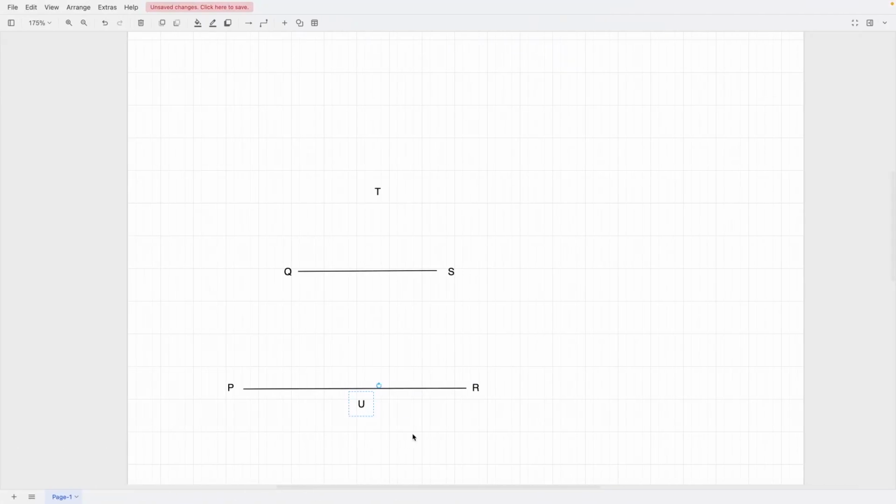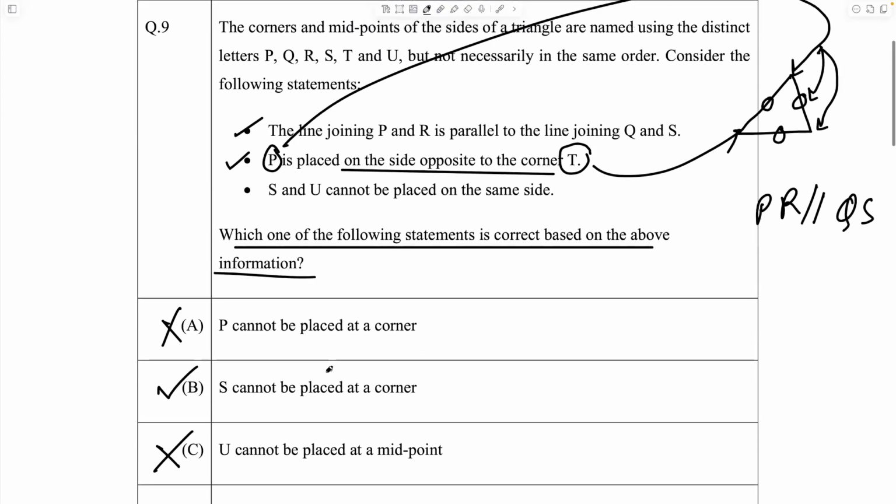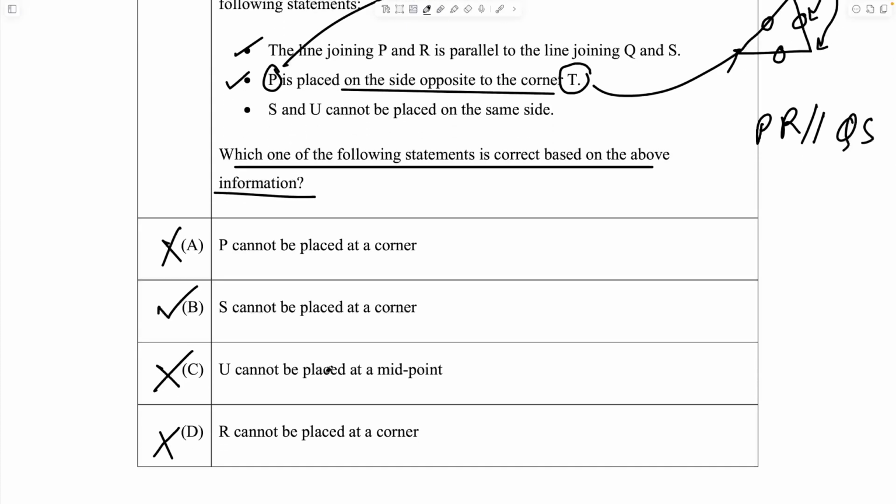D is R cannot be placed at a corner. Okay, R cannot be placed at a corner, right? This arrangement falsifies that sentence provided by the fourth option, because in this arrangement R is placed at a corner and it is very easily possible, right? So this is also false. Very good. So we have solved this whole question, right?